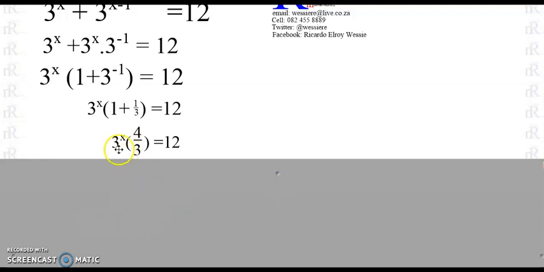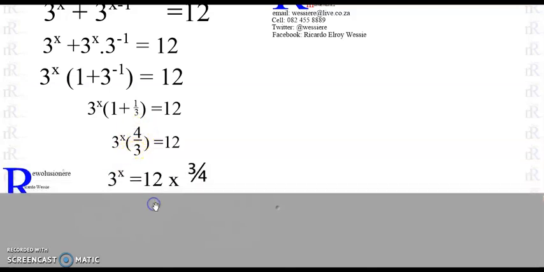So how do I get rid of 3 to the power of x multiplied with 4 over 3? I will multiply with 3 over 4 on the left hand side, and I will multiply with 3 over 4 on the right hand side, meaning I've got to multiply with the reciprocal of 4 over 3. Once this is done, I can simplify and say this is equal to 9.